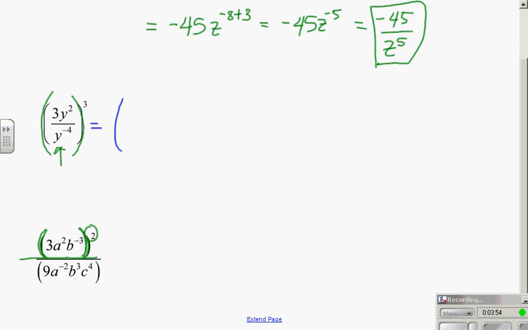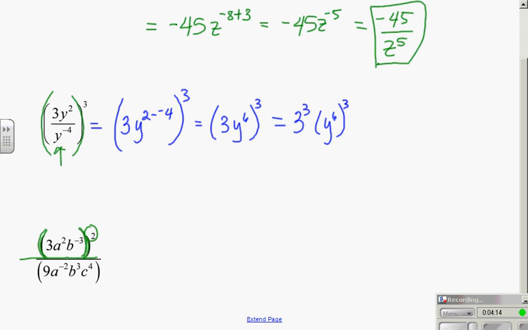So dividing means that I'm going to subtract. Now be very careful of your signs. What I end up doing is 2 minus -4. Minus a minus means plus, and so I have 3y to the 6th cubed. Distribute that cubed. I have 3 cubed y to the 6th cubed. So I have 27 y to the 18th.